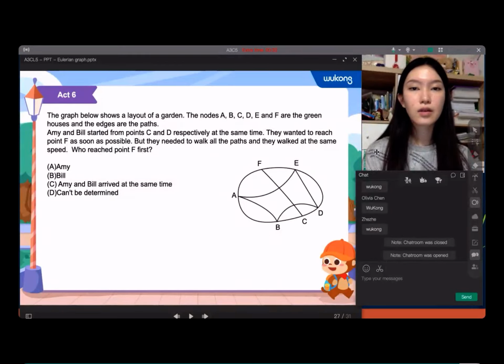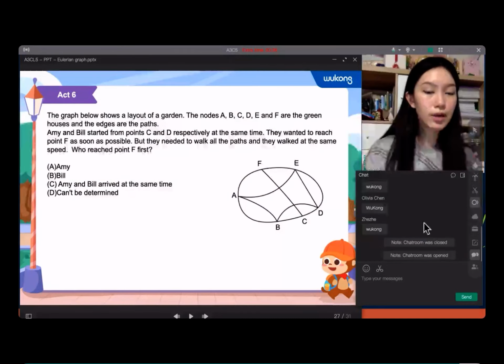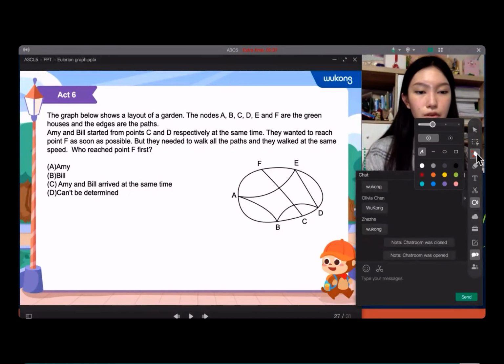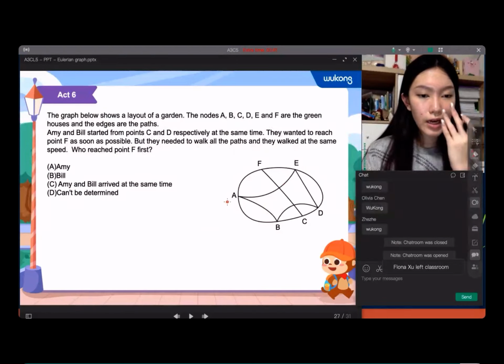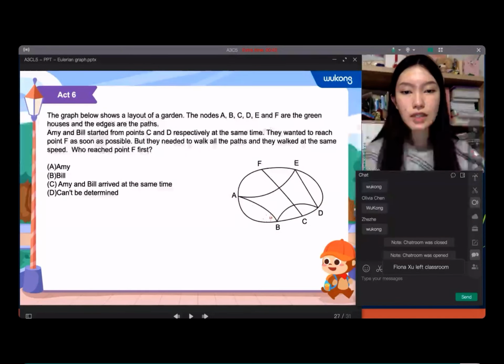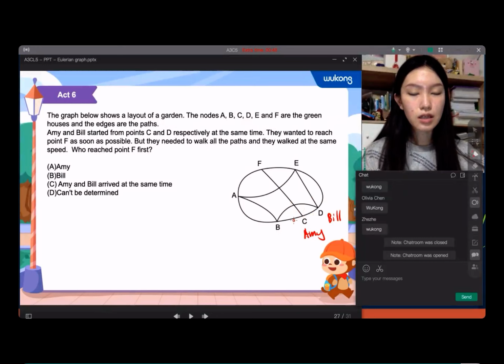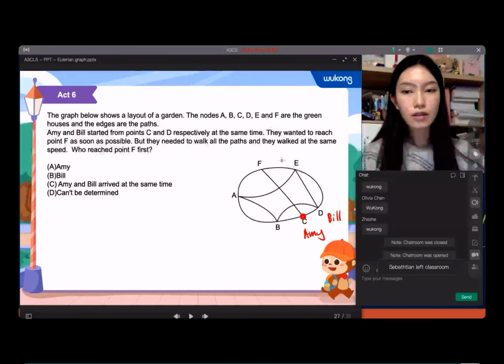Okay. So I know the class is a little bit over time, but I'm just going to quickly explain it so we can move on to the summary. So we're going to first find out they start from C and D, right? Amy starts from C and Bill starts from D. Which one is an odd node? C is an odd node, isn't it? D is an even node. So where is the other odd node in here?